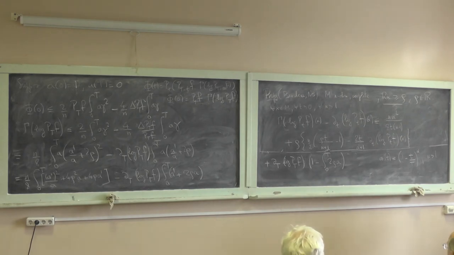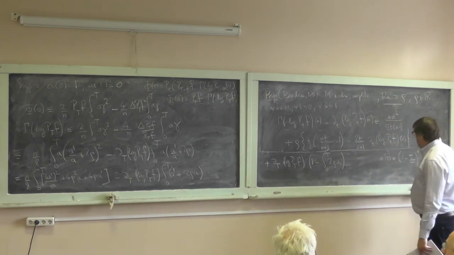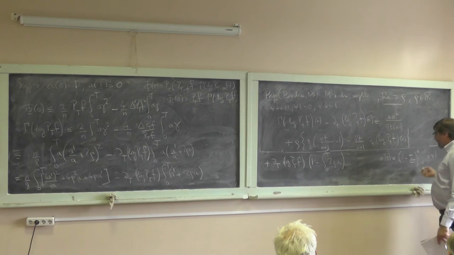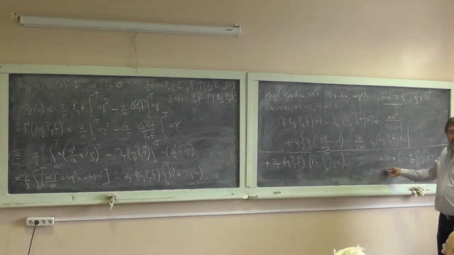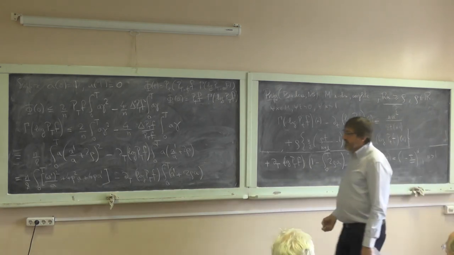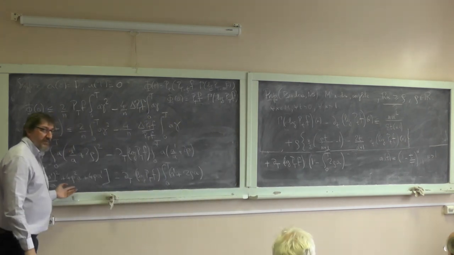Okay? So notice this function has the prerequisites that I'm asking. Since alpha is bigger than 1, it's clearly a plus C1. And it is 1 in 0 and 0 in capital T. So at this point, I have everything. I have my A. I plug it in here.